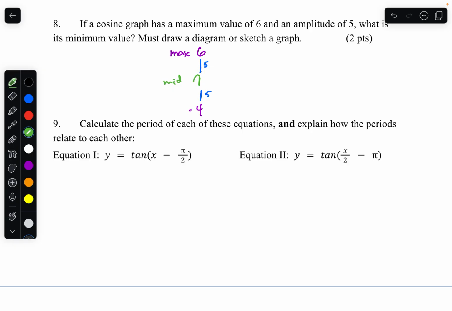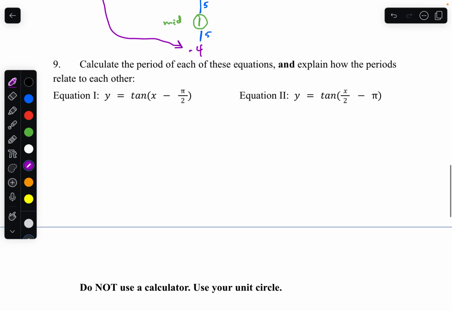So maybe I'll sort that kind of looks like a line. So the midline's at 1. Go up 5 to 6. Go down 5 to negative 4. So the amplitude is the same distance between the three numbers. So what is the minimum value? It's at negative 4.